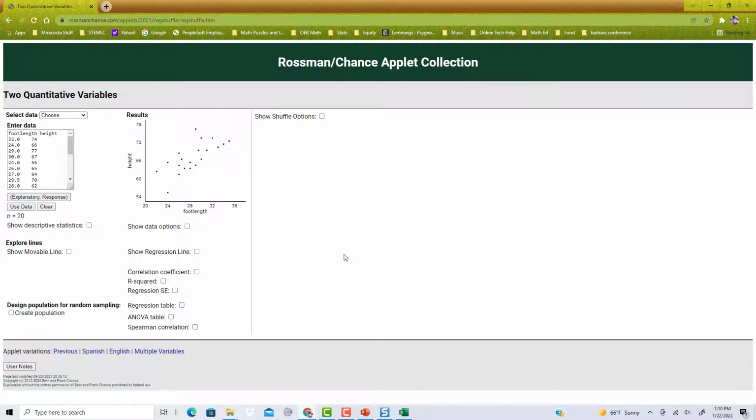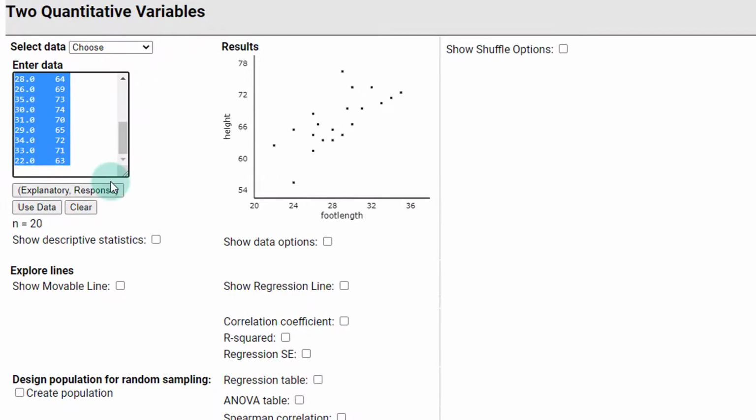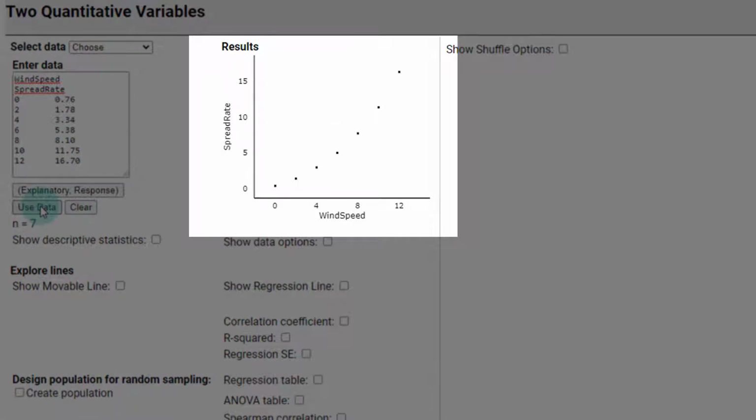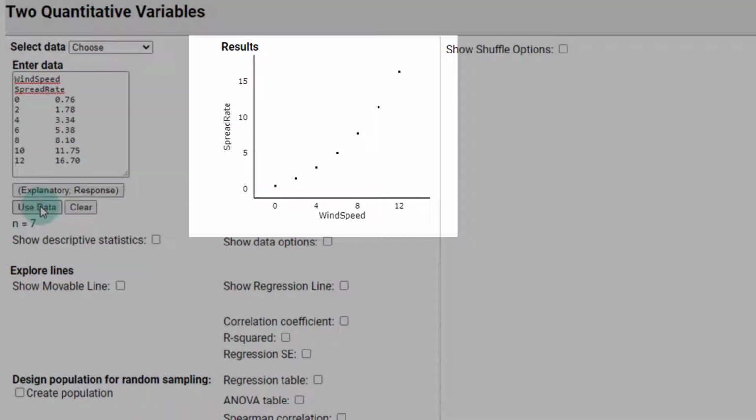After opening the app, students will see the following window. They would then delete the data in the Enter Data box and paste in the fire spread data. Next, they would click on Use Data. Notice that the scatter plot that was there before has been replaced with a scatter plot for the fire data.